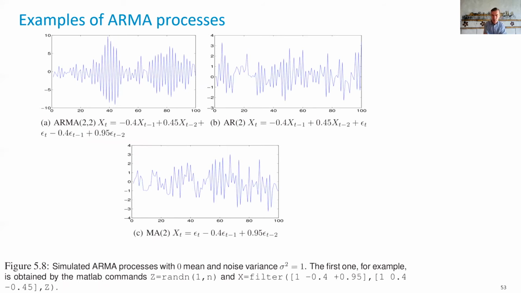Here are three examples of trajectories of ARMA processes. For each process, I've written the equations here. So you see the denominator terms, the numerator terms. So this is a generic ARMA process. Now, if the filter is an autoregressive filter, that means if the numerator is reduced to only one, then we obtain this.